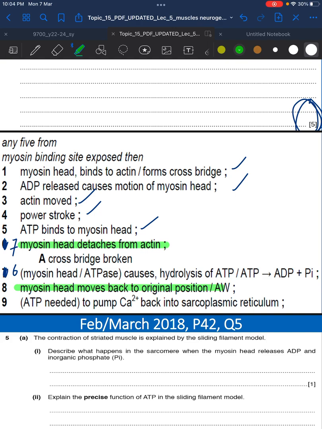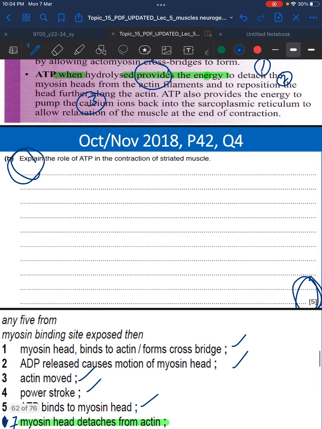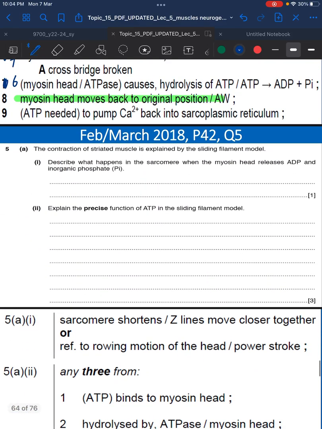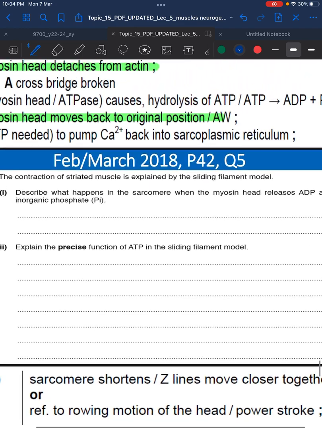So once the contraction is done, the calcium will be pumped back into the sarcoplasmic reticulum, which also requires the hydrolysis of ATP. Okay, so it's 5 marks. That's quite a lot of marks to score. Next one, describe what happens in the sarcomere.